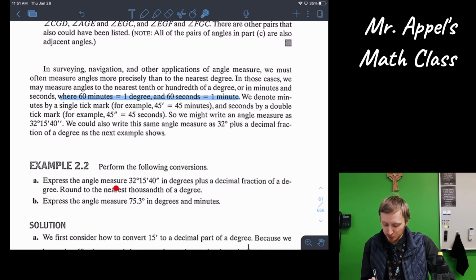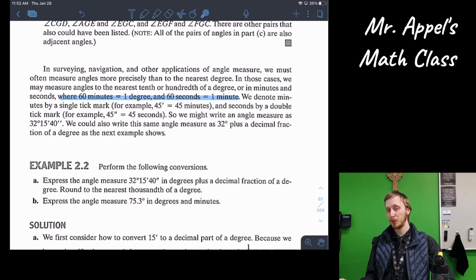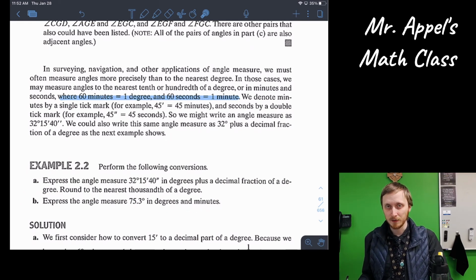Express the angle measure 32 degrees, 15 minutes, 40 seconds in degrees plus a decimal fraction of a degree, rounded to the nearest thousandth of a degree. And then express the angle measure 75.3 degrees in degrees and minutes. Go ahead and pause the video here and try that out for yourself.